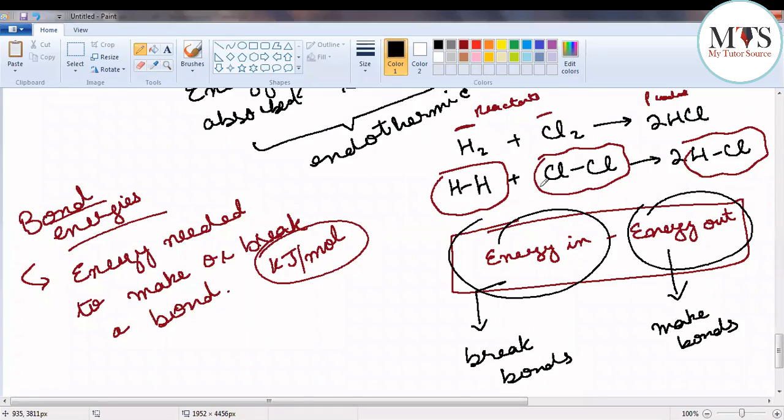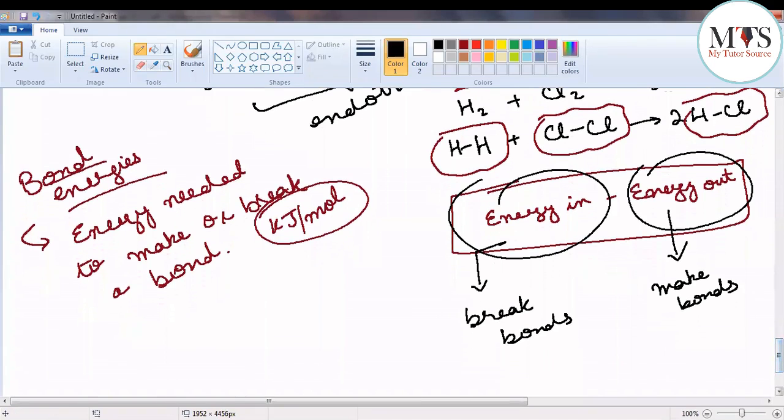Okay, so we are talking about the bond energies. That is basically the energy which is needed to make or break a bond, right? And what are the units? Its units are kilojoules per mole, right? So to calculate this bond energy, I have given you this formula: the bond energy calculation is going to be equal to the energy taken in minus the energy taken out, right?